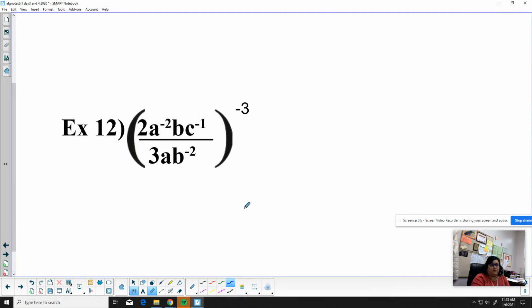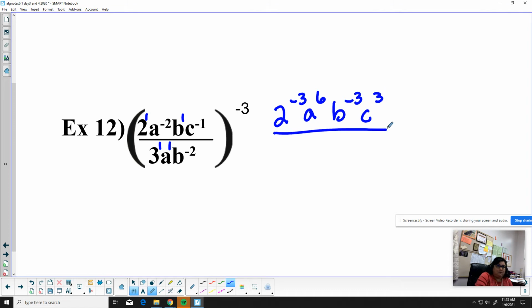Hey, this one looks horrible. It's really not that bad, though. There's a lot going on. Let's put my ones in here so I don't forget any of them. All right, so where there's no exponent, I put a 1. So this is 2 to the negative 3, a to the sixth, b to the negative 3, c to the third. Now the bottom, the denominator. 3 to the negative 3, a to the negative 3, b to the sixth.